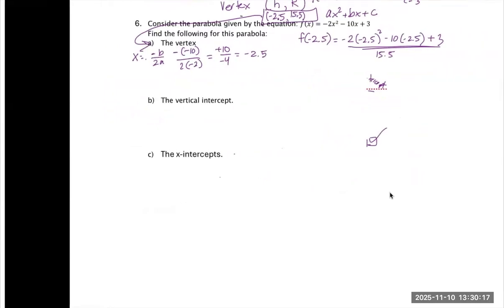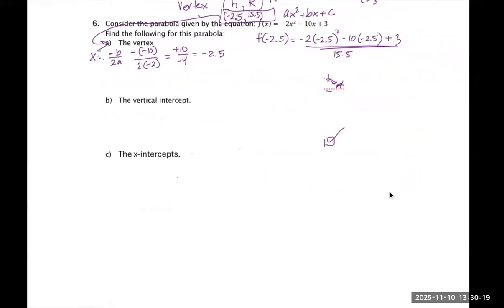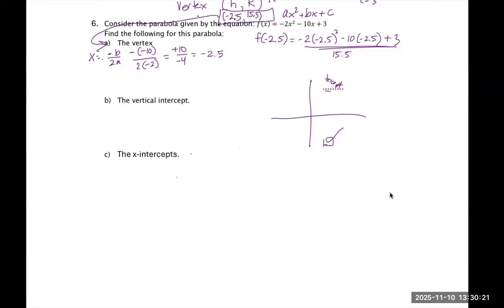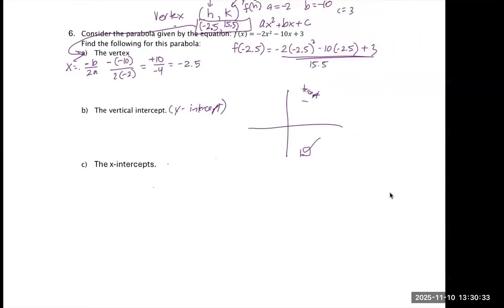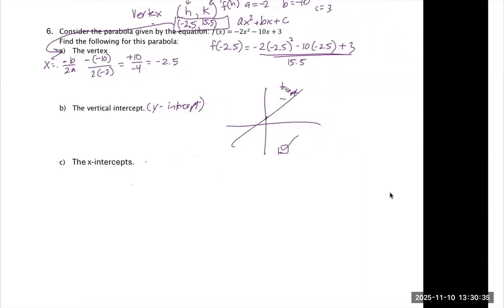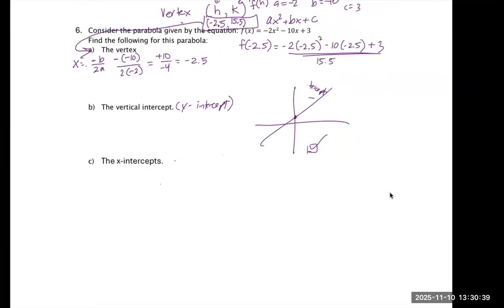A vertical asymptote is where the graph is hitting the y-axis. I'm sorry, vertical intercept or y-intercept is what they're asking for here. It's where the graph hits the y-axis, so we have to plug in x equals 0.